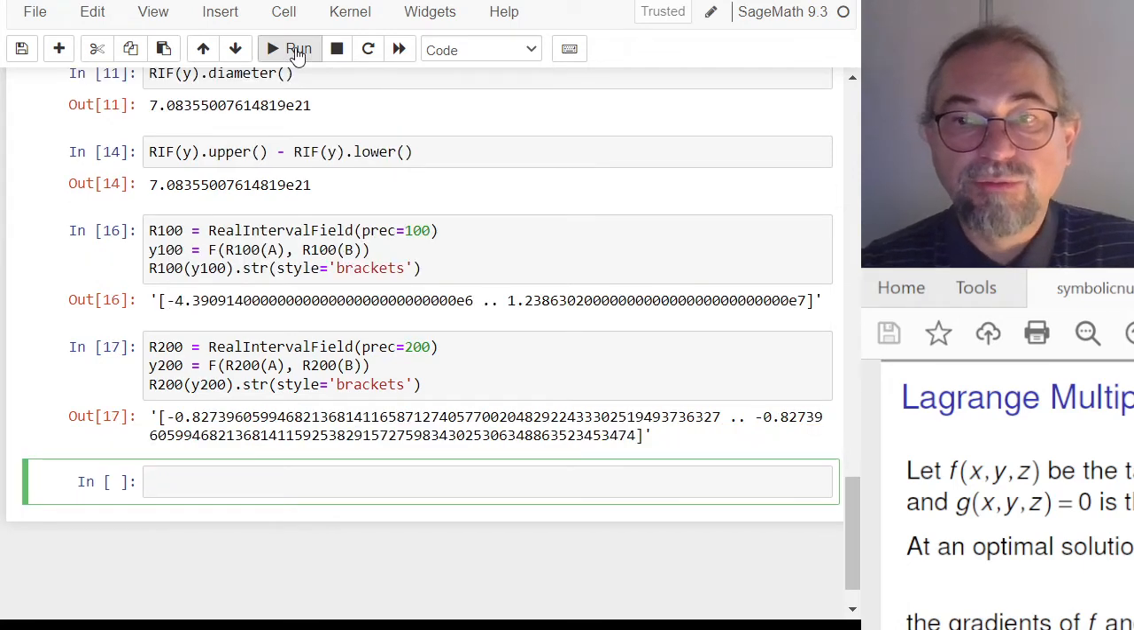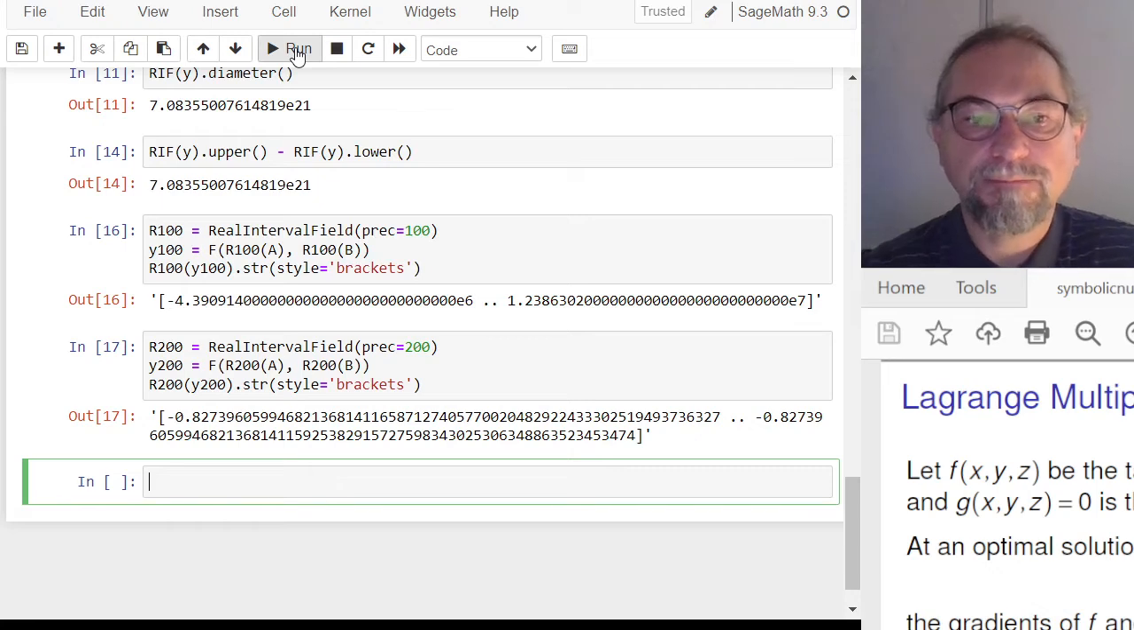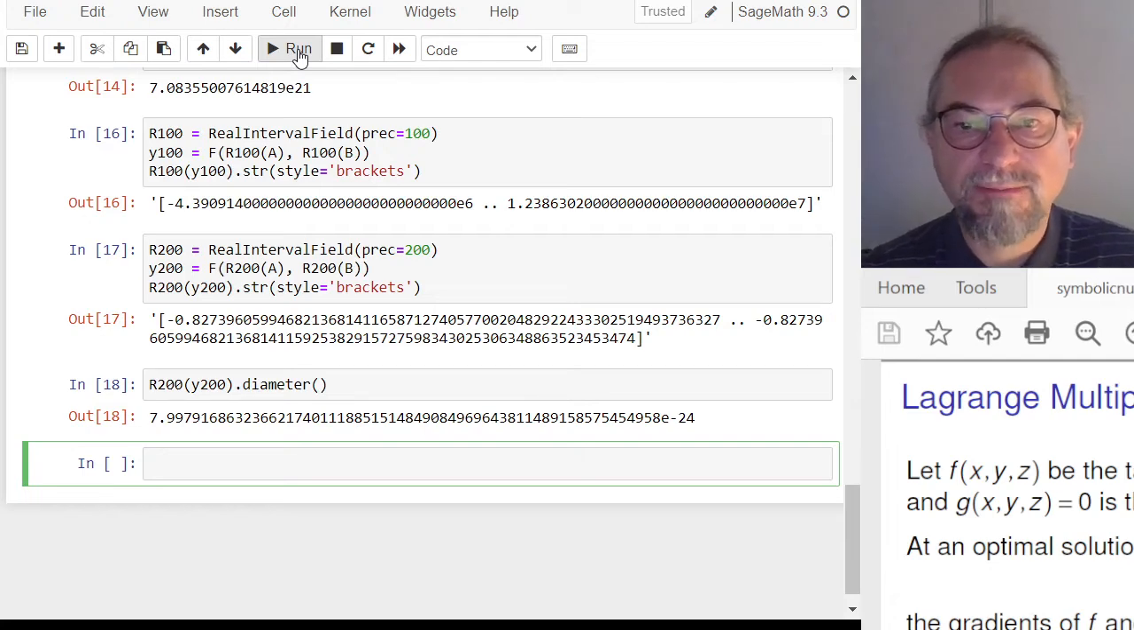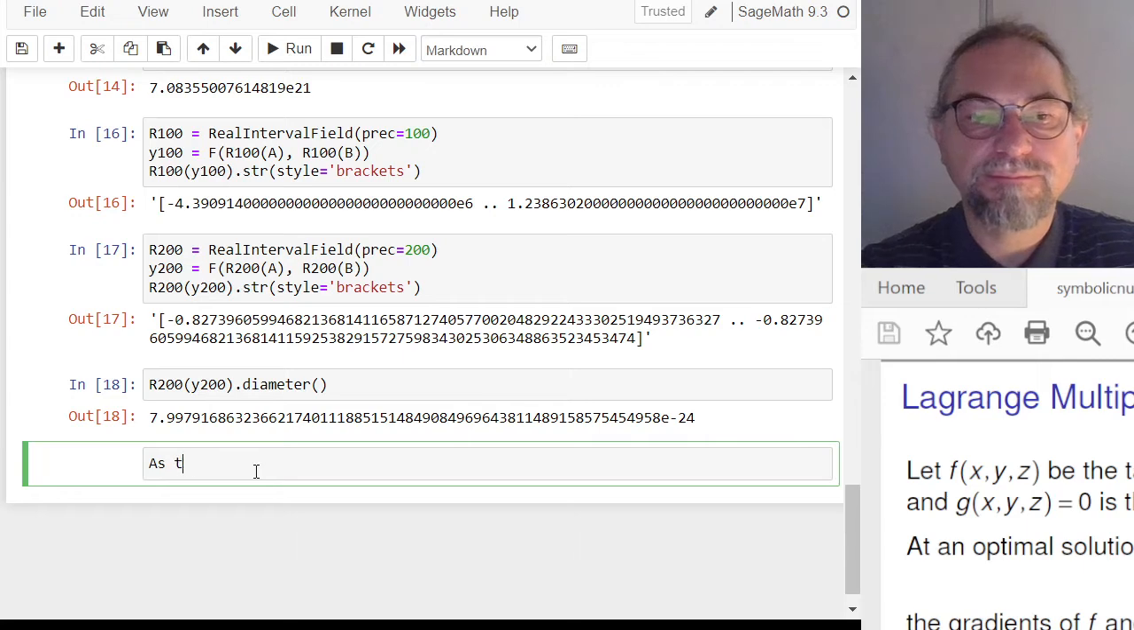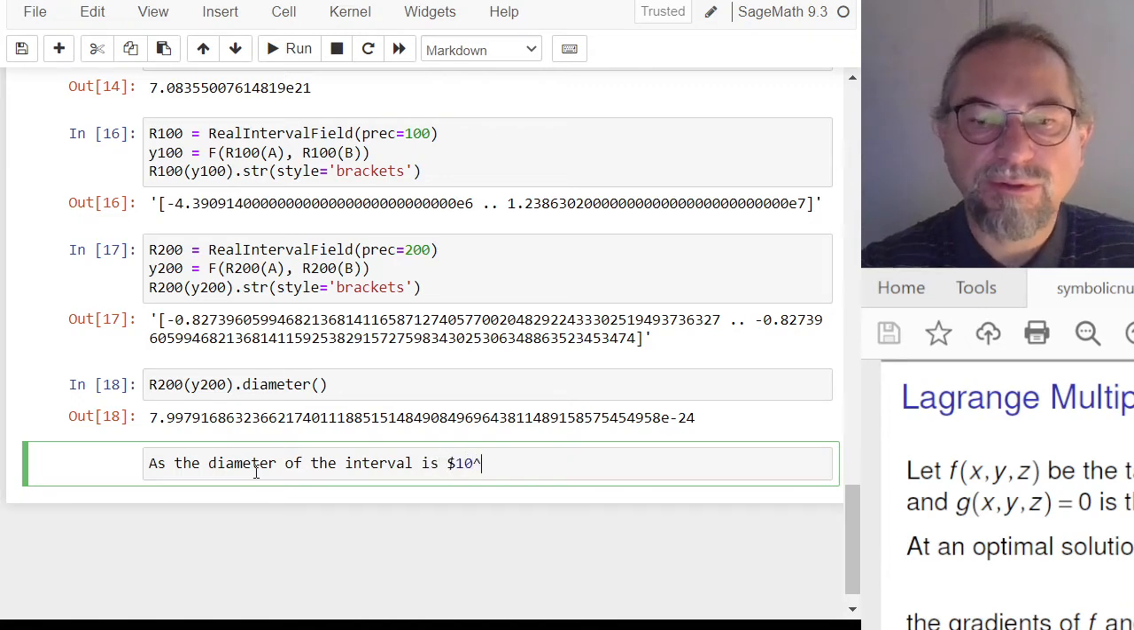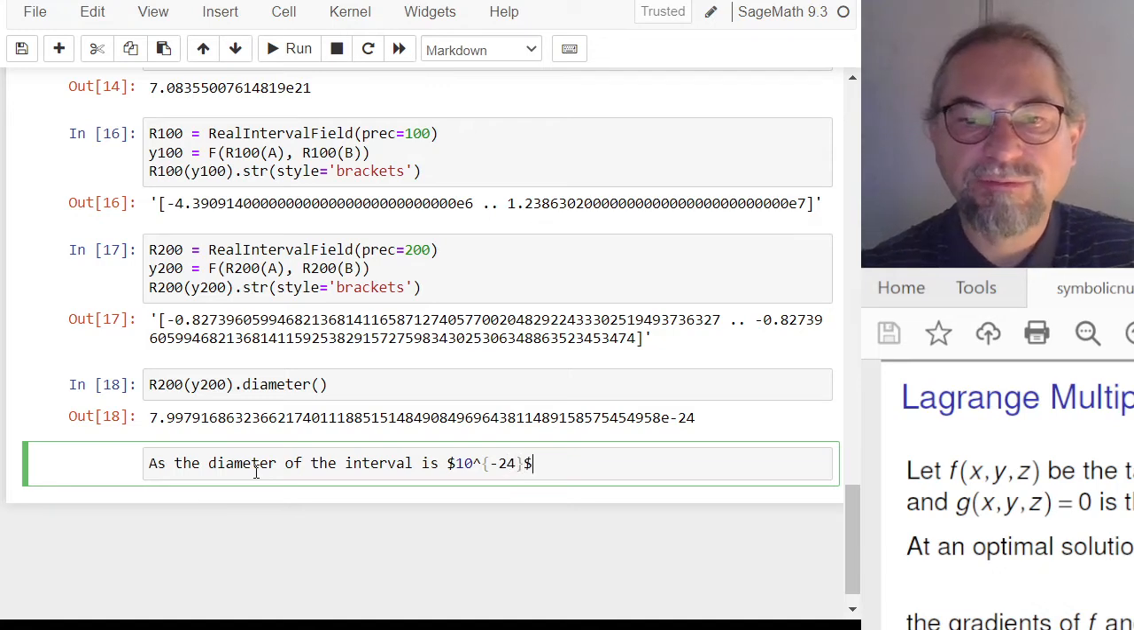And now you see that with 200 bits of precision, actually I do get quite an accurate result. The diameter will tell how many decimal places in the result are correct. So we see there are about 24 as the diameter of the interval is 10 to the power minus 24.